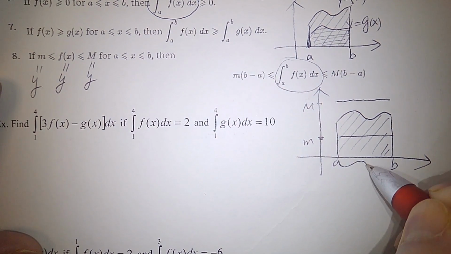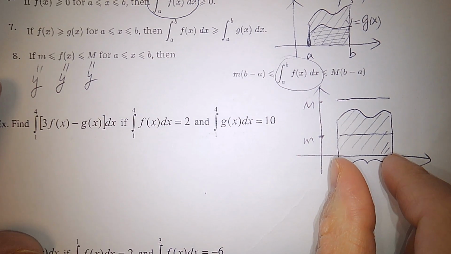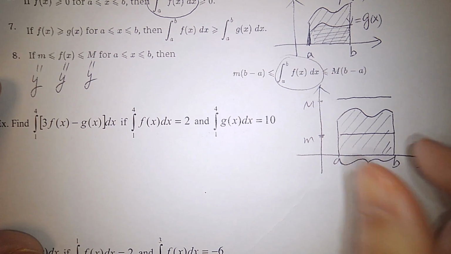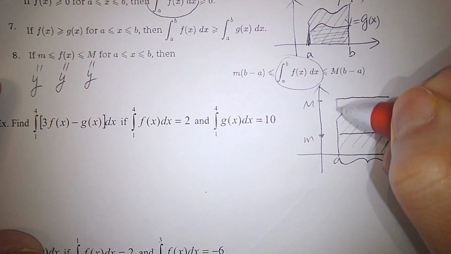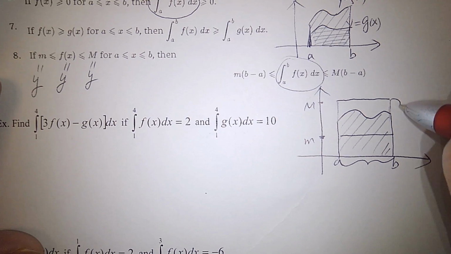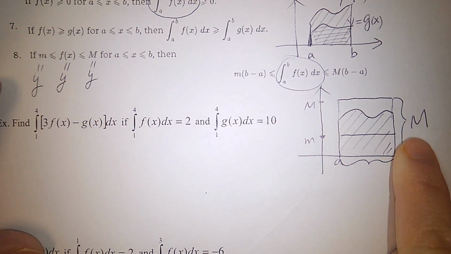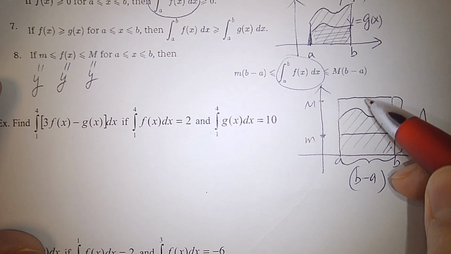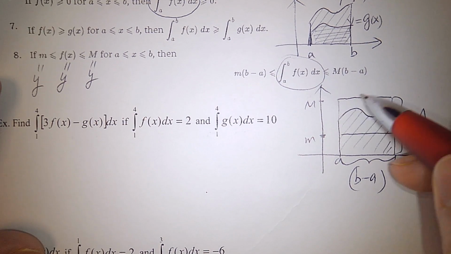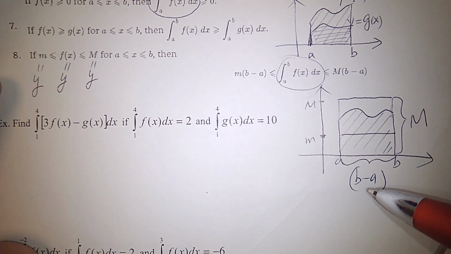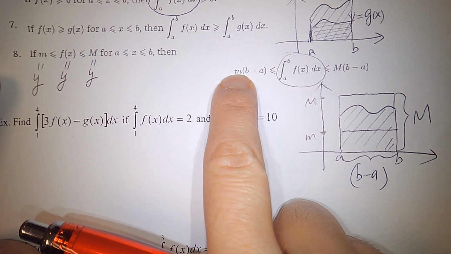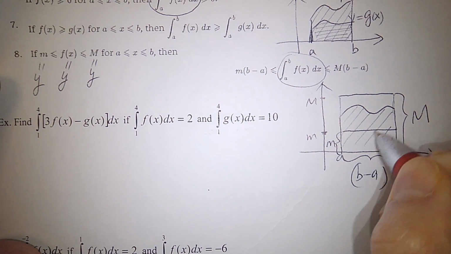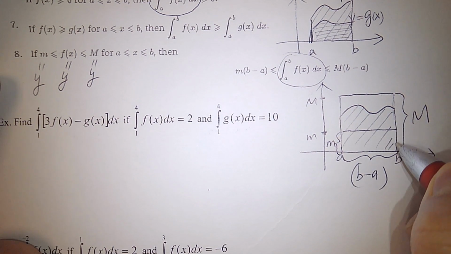B minus a is what? The width, the length of the interval, right? What is M times b minus a? Capital M times b minus a, right? Is the area of this bigger what? Rectangle, okay? What is lowercase m times b minus a? The area of this smaller rectangle.